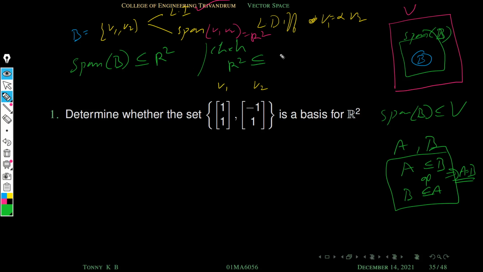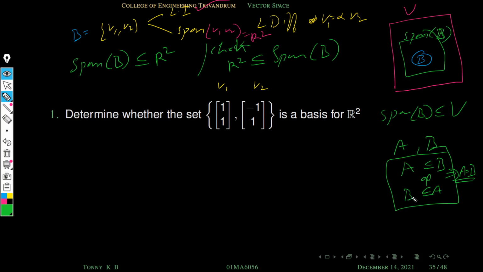R square is a subset of span of B, right? R square is a subset of span of B. And how to check B is a subset of A?